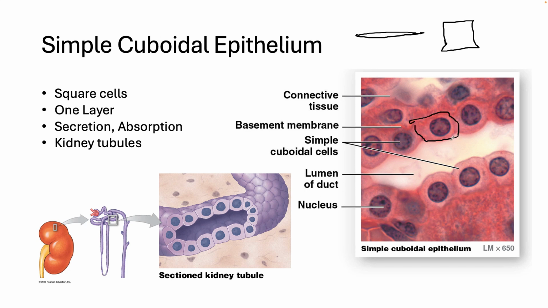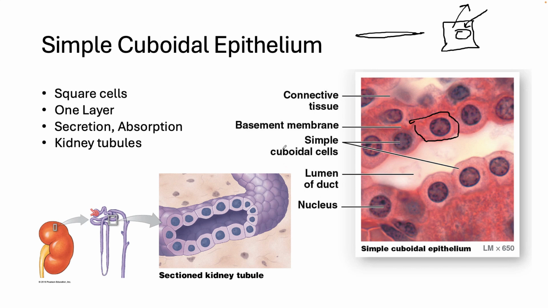Their function is in secretion and absorption. So that nice big nucleus that we have in there is going to make a bunch of stuff, and this cell is going to store it and then secrete it out. Or sometimes you're going to have a situation where there's stuff out here, and we're going to bring it into that cell for processing and maybe digestion of some type. So an example of where you would find these is the kidney tubules.